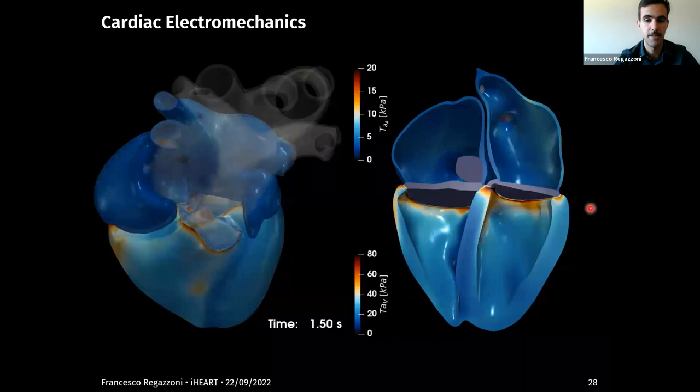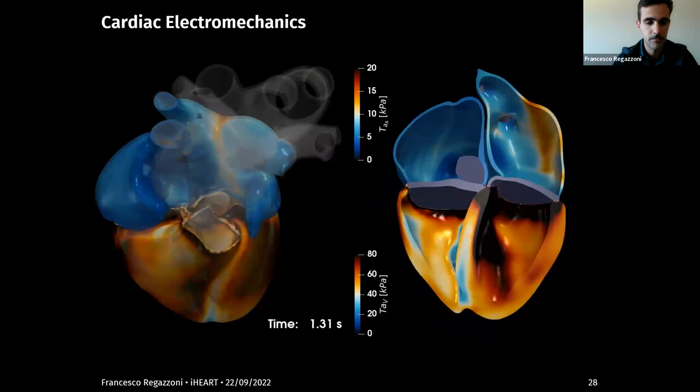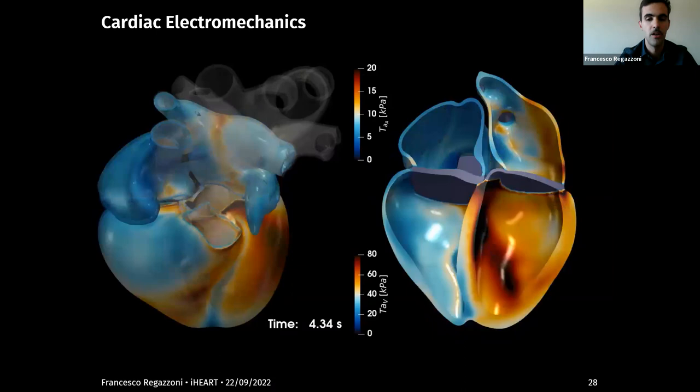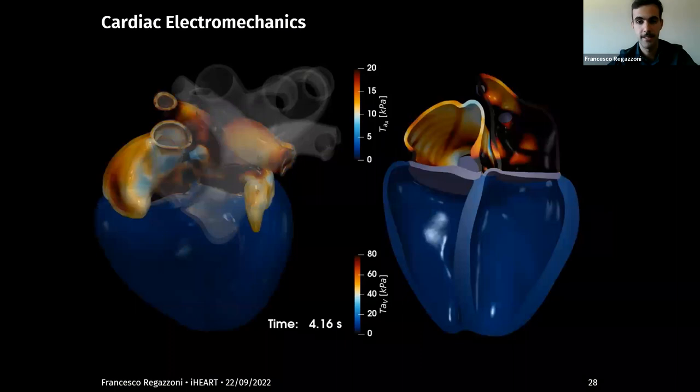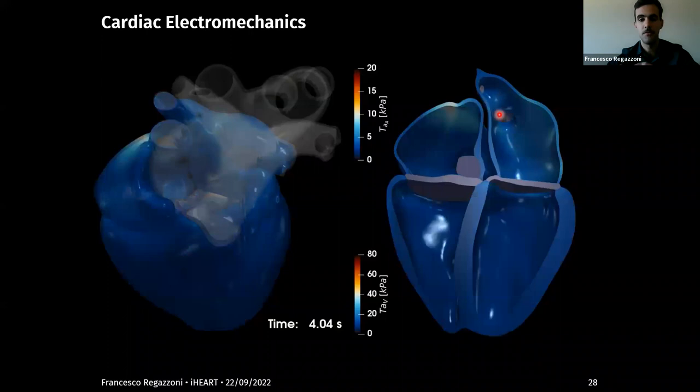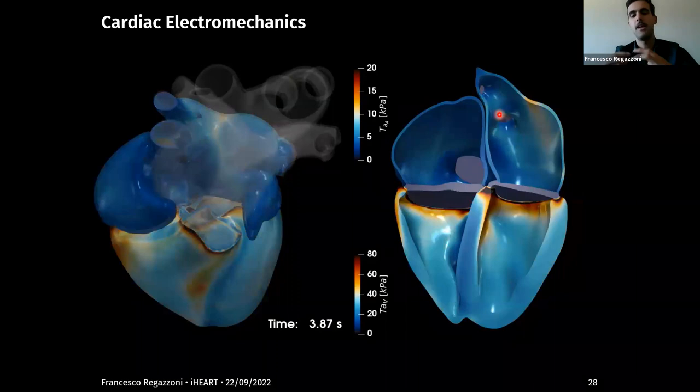So this is the contraction of the heart. This is a solution of the multi-physics and multi-scale problem that I mentioned before. You can see here the contraction of the cardiac chambers. On the right, you can see a slice. You can see that first the atria contract, because the electrophysiology involves the atria before then the ventricles, and then the ventricle contracts.